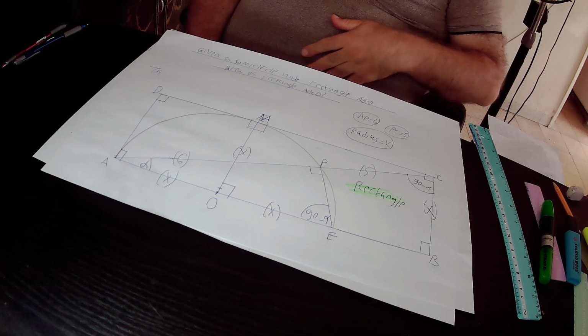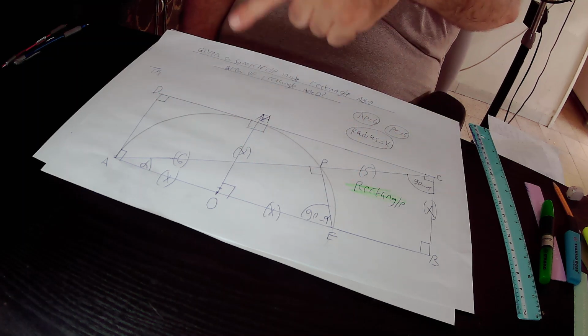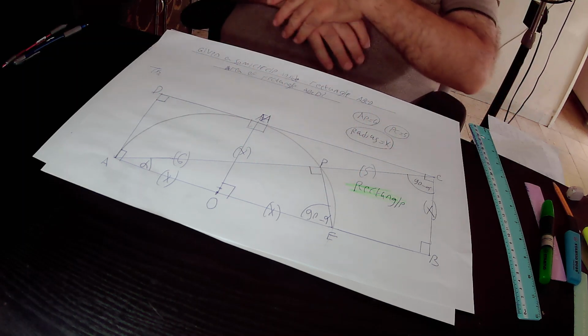In the next step, we prove that the big right triangle ABC is similar to this small right triangle APE. So why are those two right triangles similar to each other?